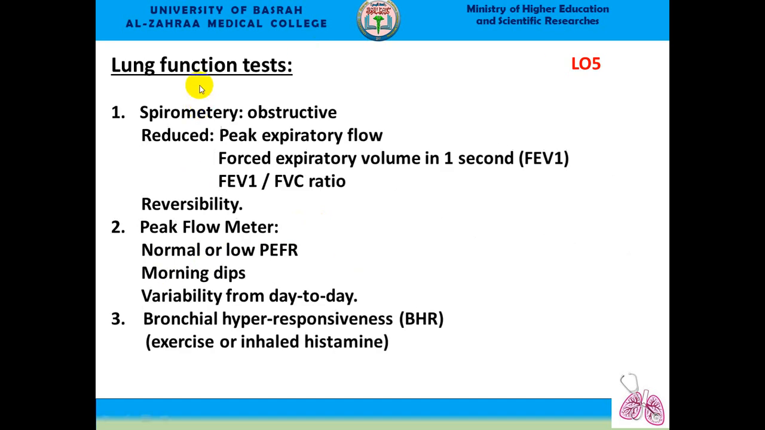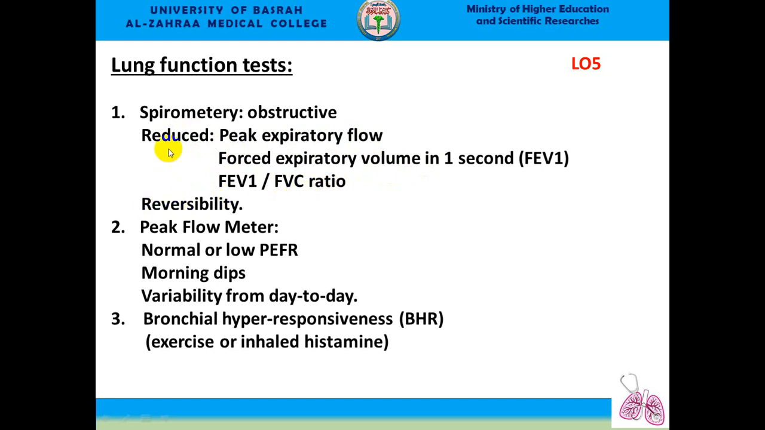What about the diagnosis? In addition to the signs and symptoms, we depend on lung function tests sometimes. So by spirometer, there is an obstructive pattern, and there will be reduced peak expiratory flow and forced expiratory volume in the first second, which we call FEV1. And again, there will be a reduction in FEV1 over FVC ratio.